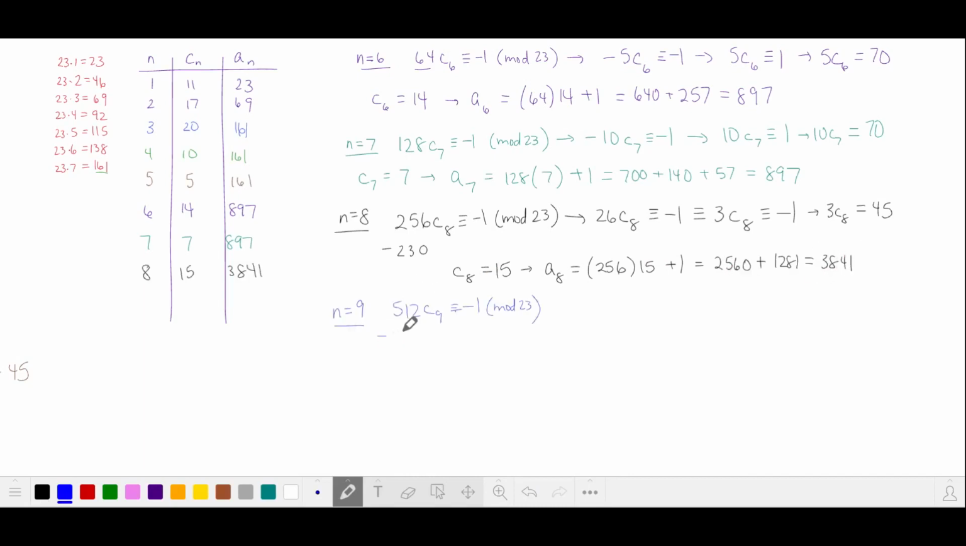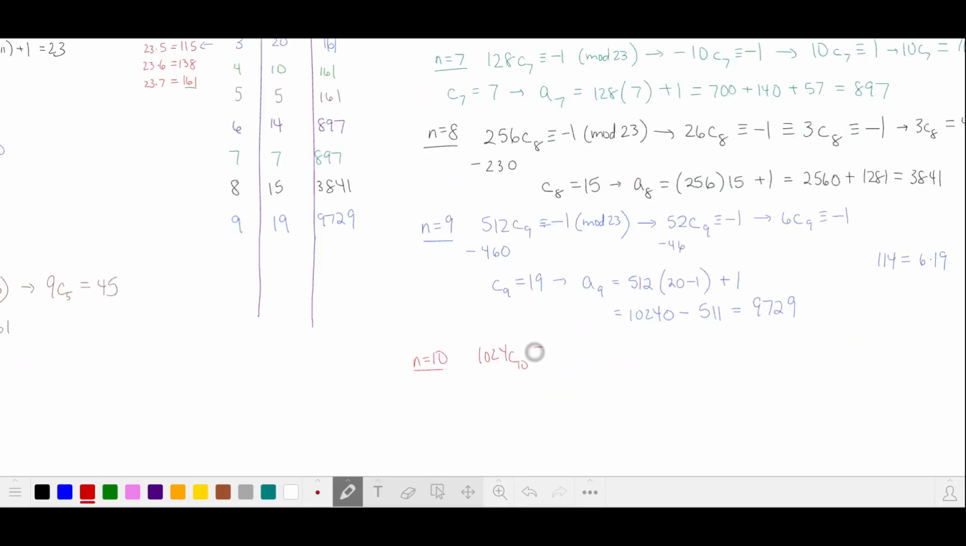Let's subtract some multiples of 23 from 512. We reduce this to 52C9. And then when we subtract 46, we get the equivalent 6C9 in mod 23. We'll subtract 1 again from each of these multiples of 23 to find a multiple of 6. Subtracting 1 from 115 gives us 114, and this is an even multiple of 6. So C9 is 19, and A9 is 512 times 19 plus 1, and this is 9729.